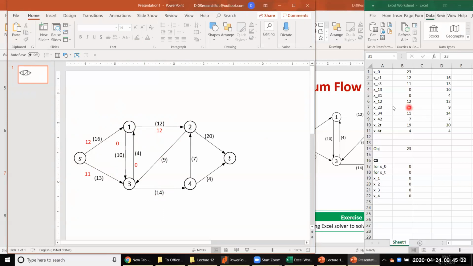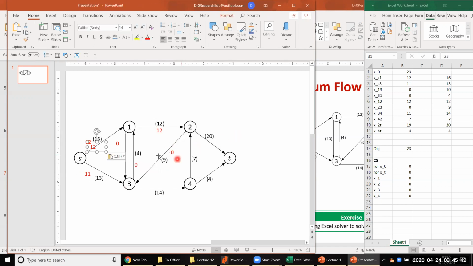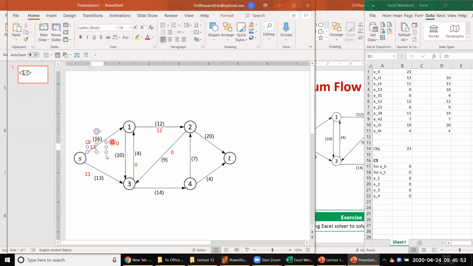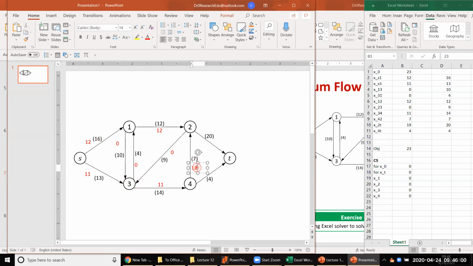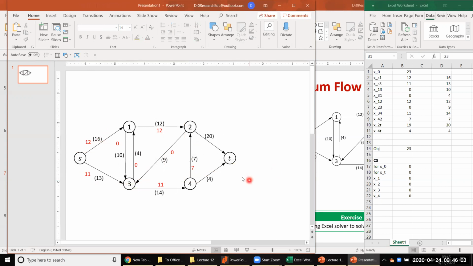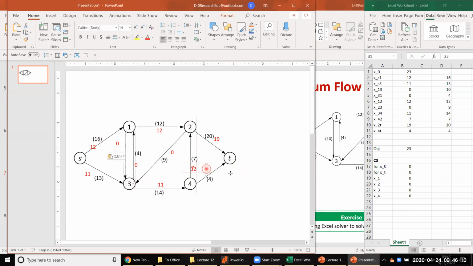Let's see it. x12 is 12, and then x23 is 0. And then x34 is 11. And then x42 is 7. 2T is 19. And then finally, 4T is 4. Okay, great. Okay, so this is the final optimal solution of this problem.